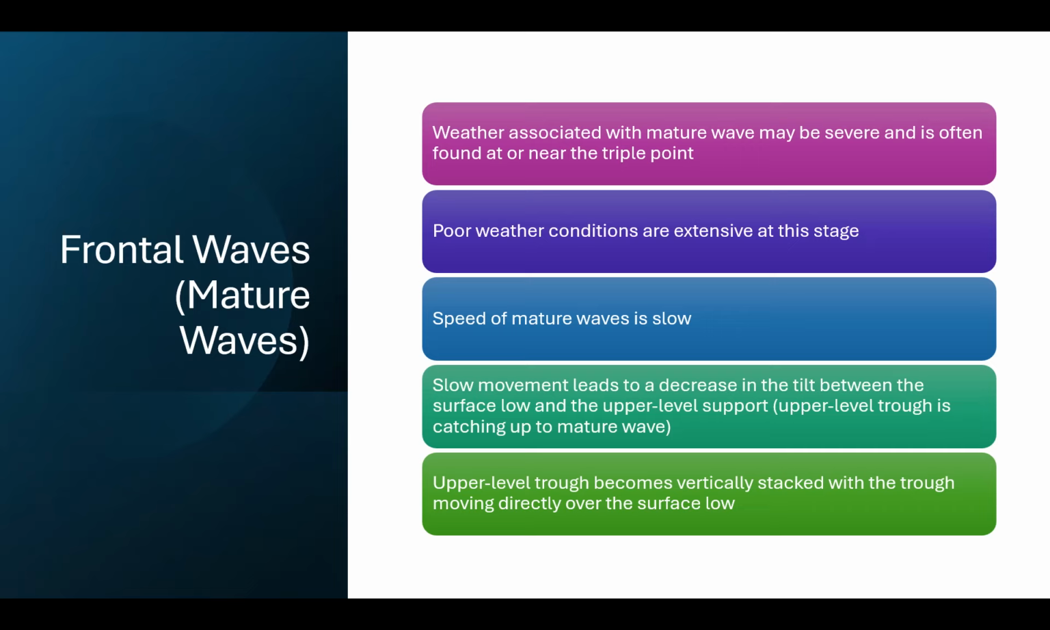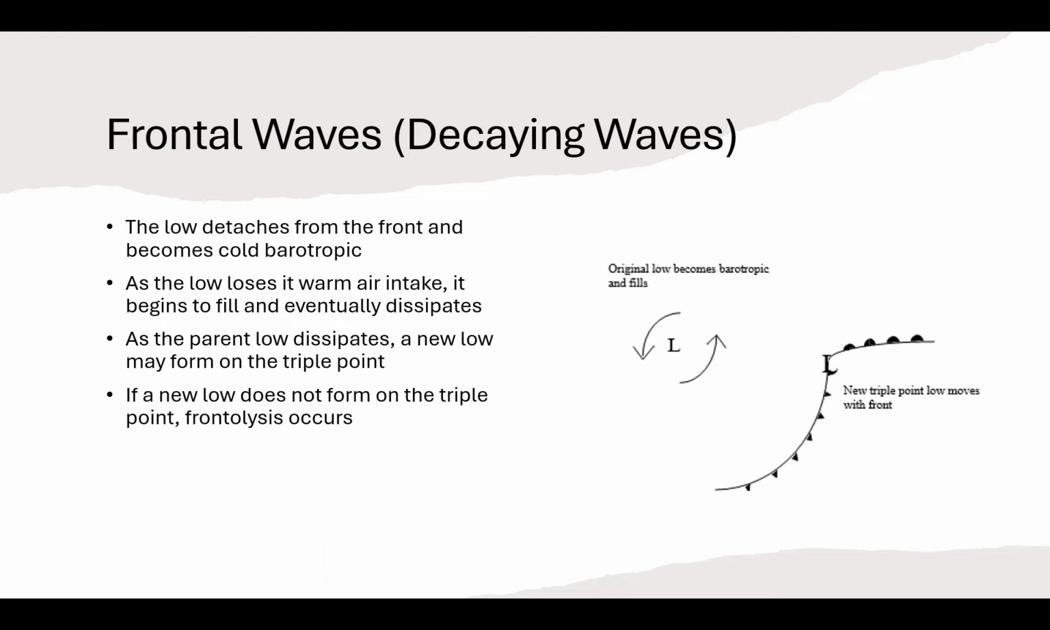So what happens over time is the upper level shortwave catches up and overtakes that wave cyclone at the surface. And the upper level trough will become vertically stacked eventually, with that shortwave trough moving directly over that surface low. And then that leads to the decaying wave stage of the frontal waves, where the low pressure detaches from the front and becomes cold core barotropic. Now remember, we talked about that in earlier videos. Cold barotropic lows, right? That's a decaying wave for you.